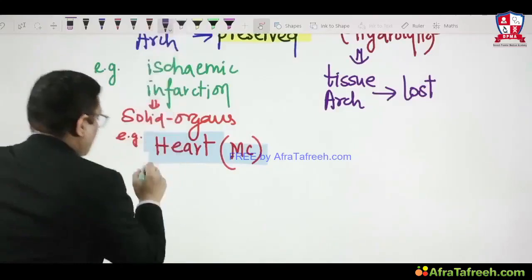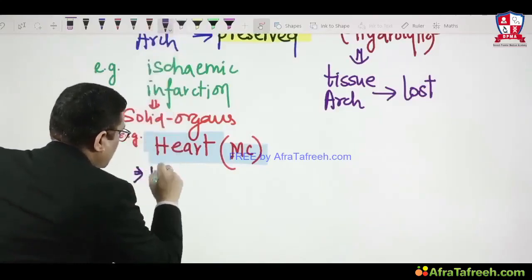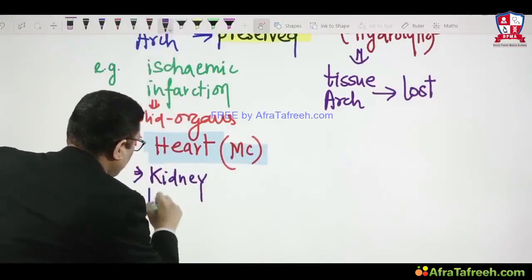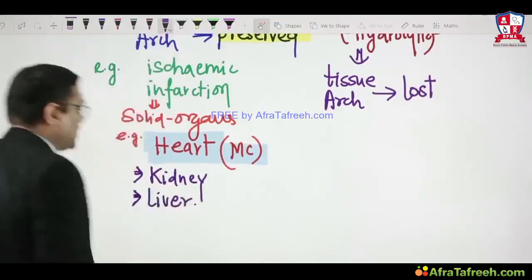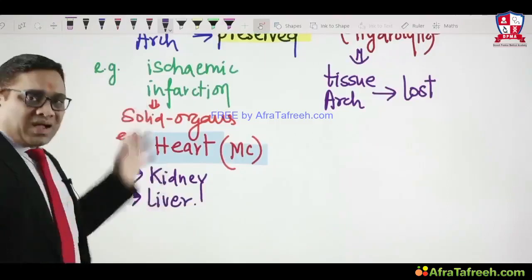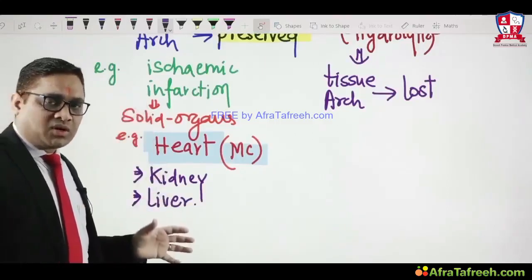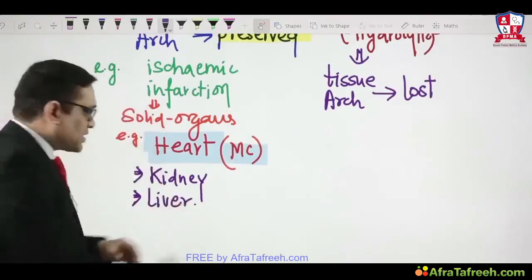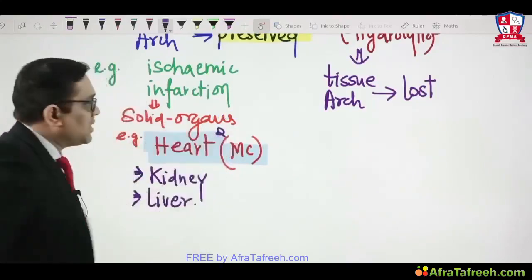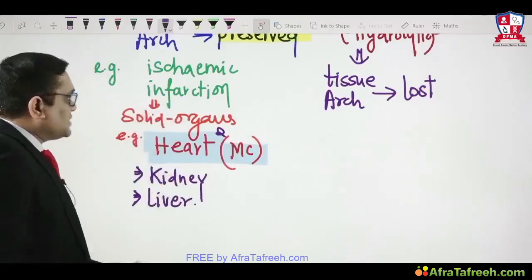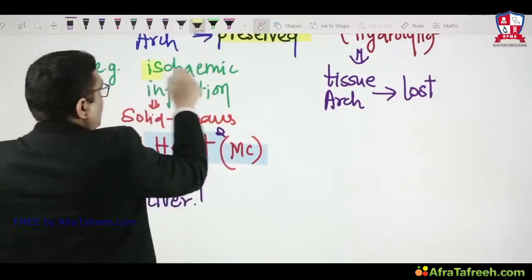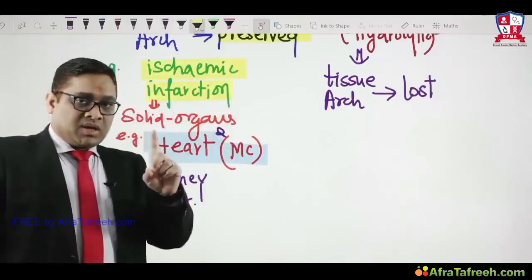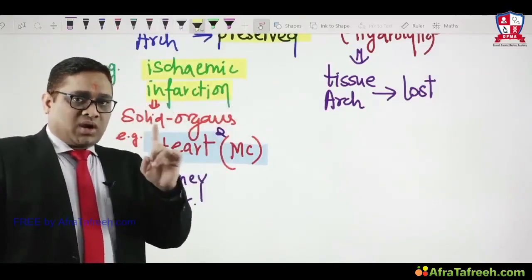After the heart, another important thing to remember: other solid organs are kidney or liver. These are some of the solid organs where you will find coagulative necrosis. In ischemic infarction of a solid organ, tissue architecture will be preserved, and most commonly the heart will be affected, which was the question in the All India exam. In all solid organs and all ischemic infarction you will find coagulative necrosis, except, remember, exceptions are very important MCQ.